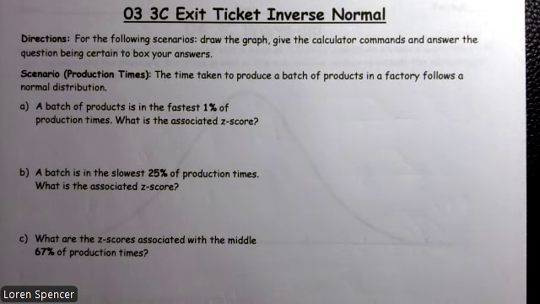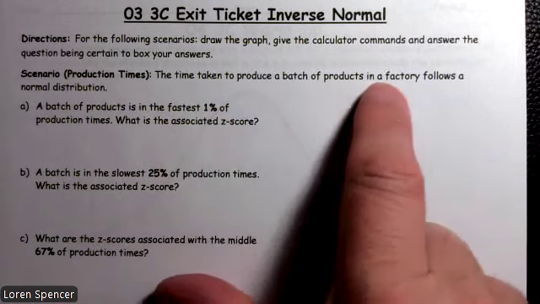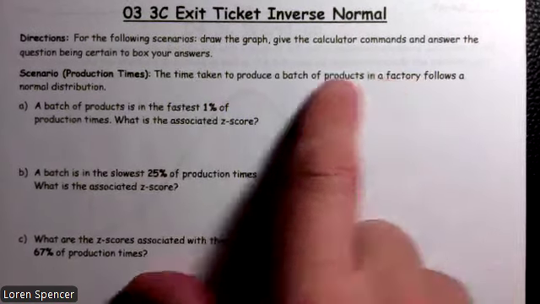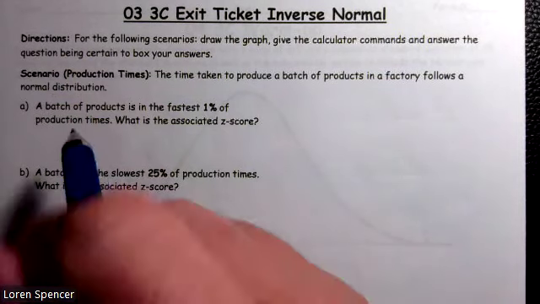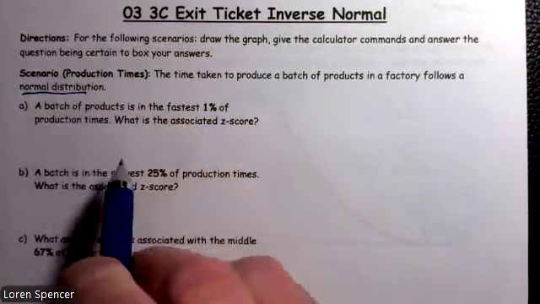This is the exit ticket focused on the inverse normal. That's what it's primarily focused on. Whenever you're using an inverse normal, you'll know that because they will give you an area, a percent of probability, and they will tell you it's normal. So the time taken to produce a batch of products in a factory follows a normal distribution. Yay, they told me it's normal.